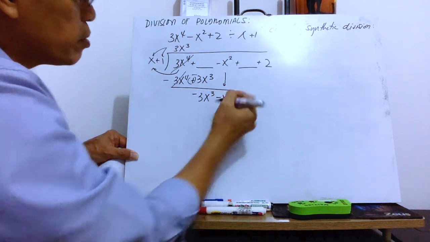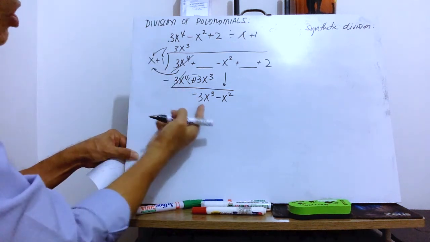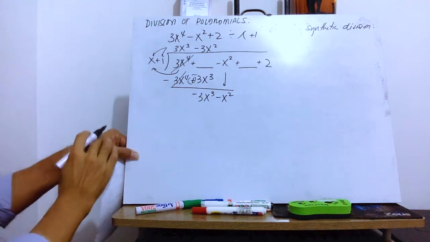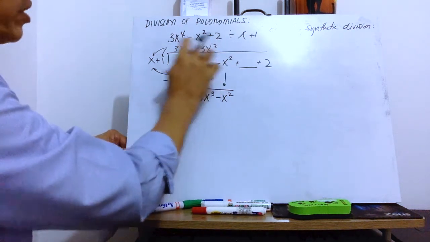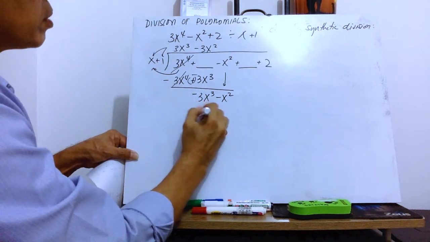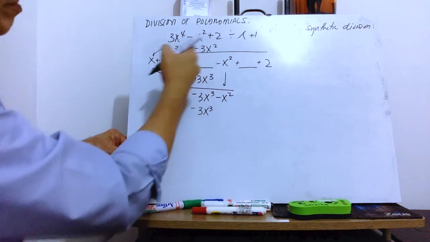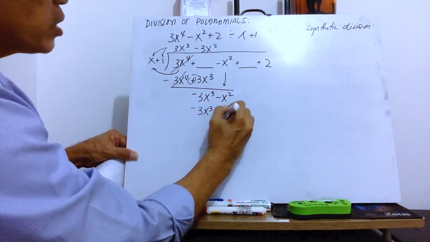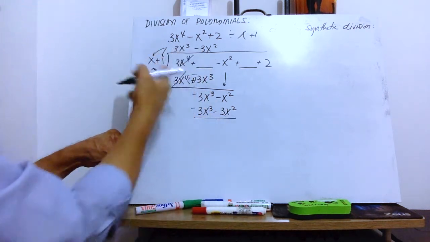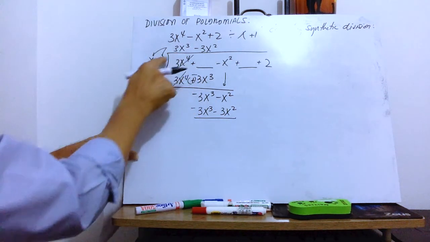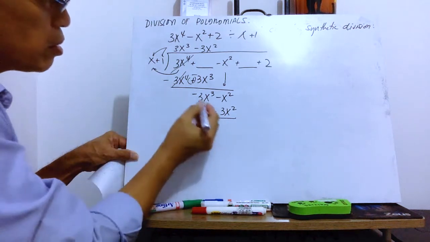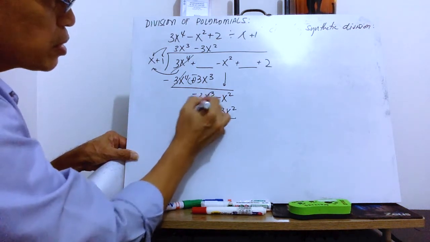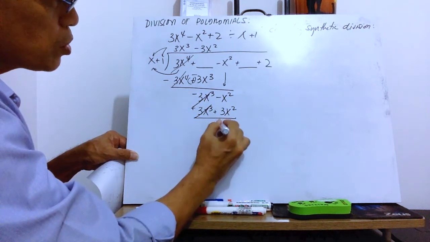Minus x squared. Then divide again. Negative 3x cubed divided by x, so minus 3x squared. And then negative 3x squared times x is negative 3x cubed. And then minus 3x squared. There. And then we change signs. This cancels out. This becomes 2x squared.